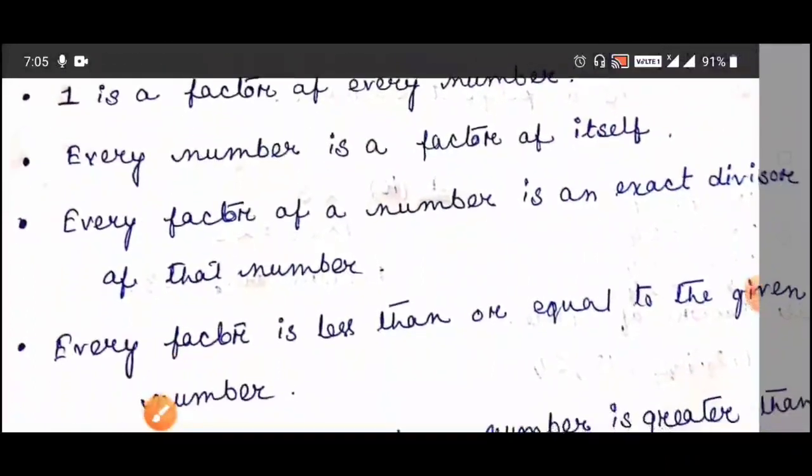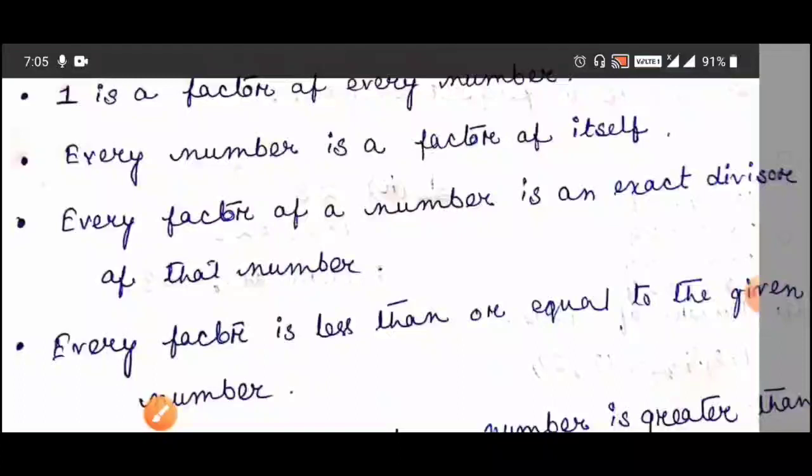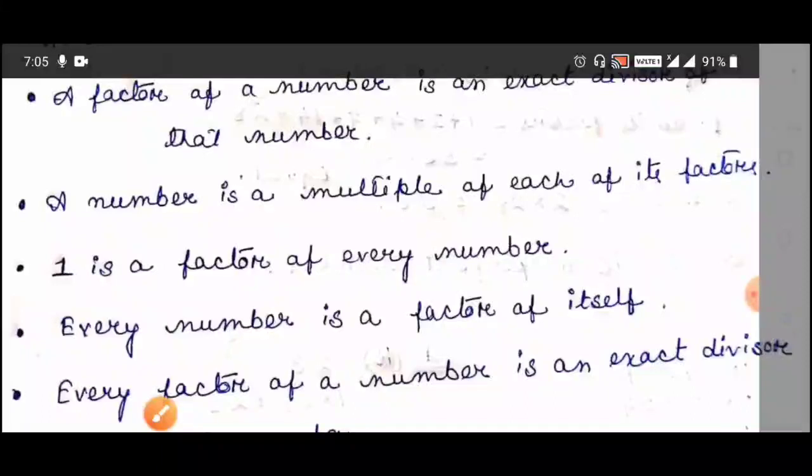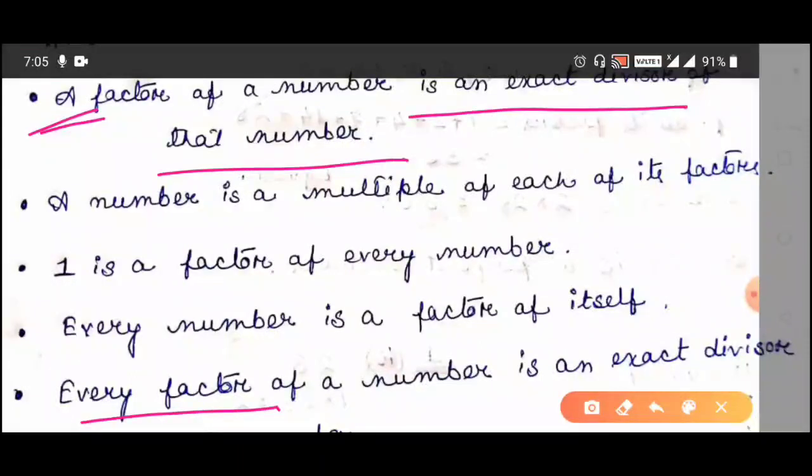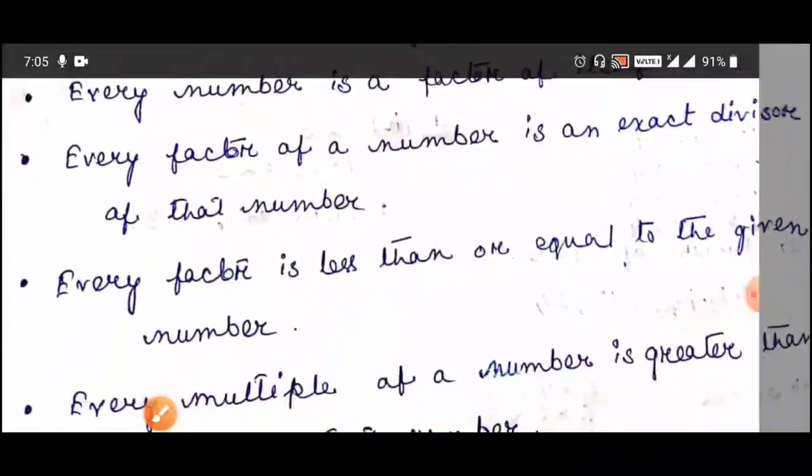Now the next point, every factor of a number is an exact divisor of that number. This point is the same as point number 1. A factor of a number is the exact divisor of that number. Here it is written: every factor of a number is an exact divisor of that number.